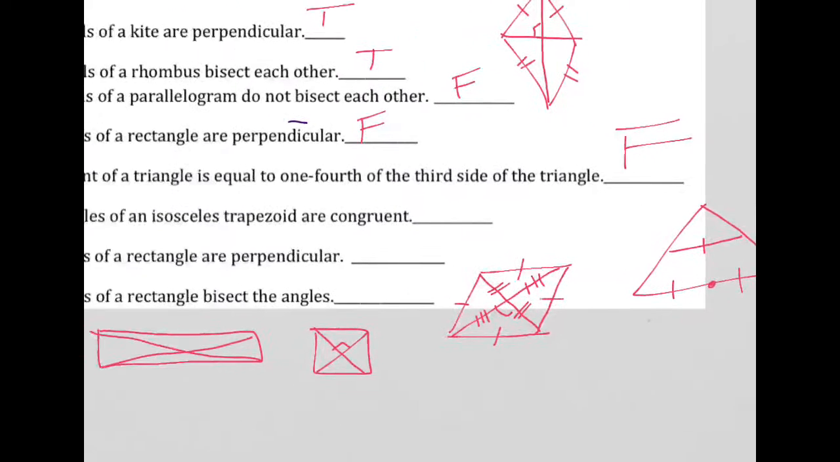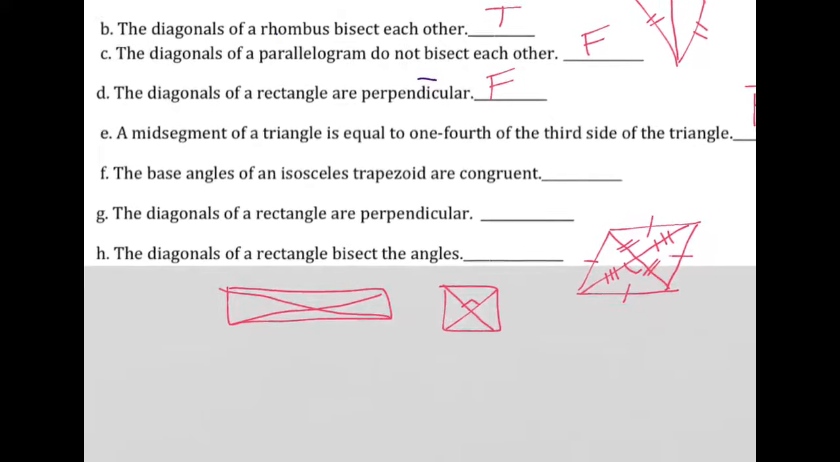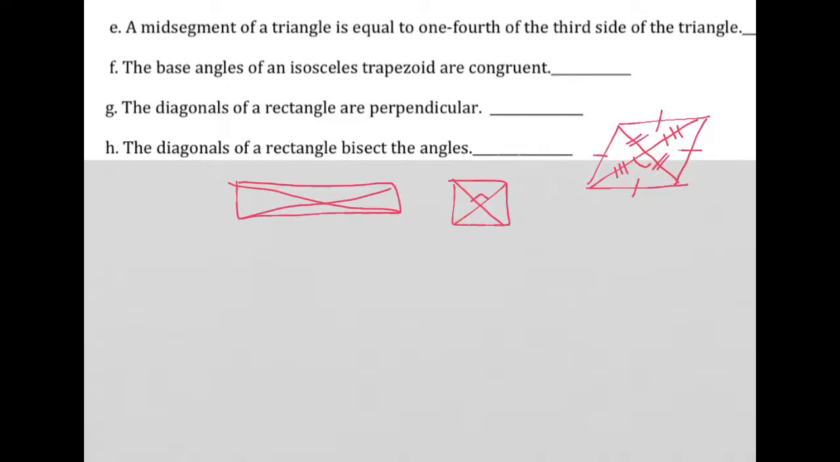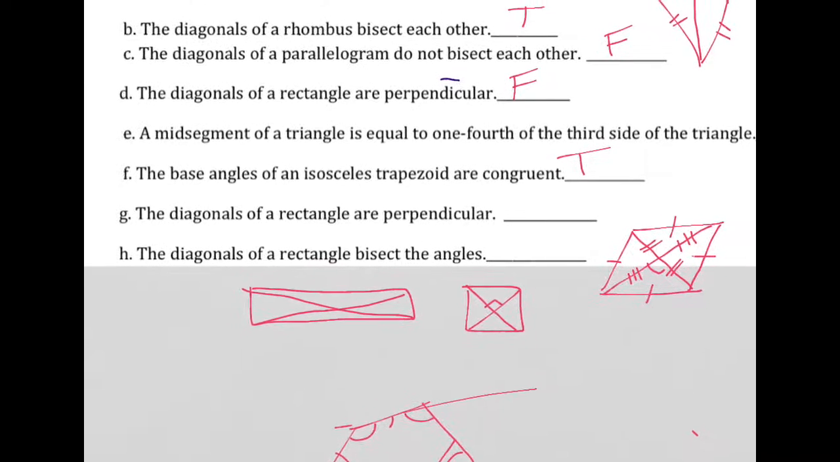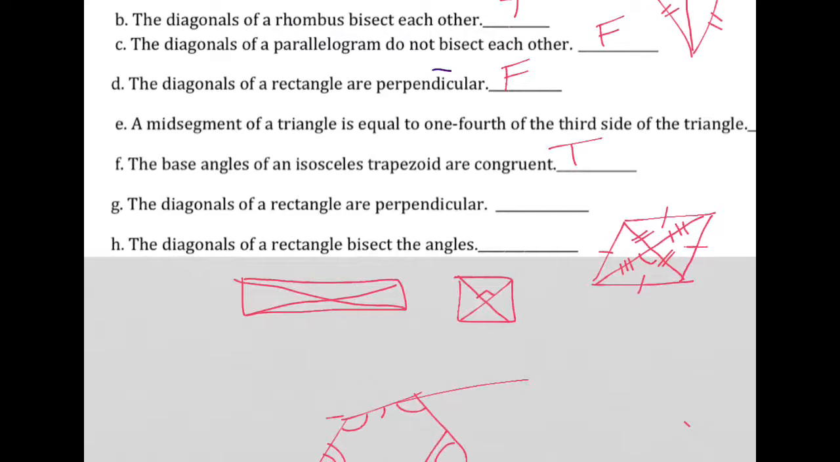It should be half. F, the base angles of an isosceles trapezoid are congruent. Yep, just like an isosceles triangle. Picture an isosceles triangle and then cut off its head, and we get a trapezoid if we cut it so it's parallel like that and parallel right there. And then both pairs of base angles are indeed congruent on a trapezoid. So F is true. And then G says the diagonals of a rectangle are perpendicular, which is what D also says, so that's a repeat.